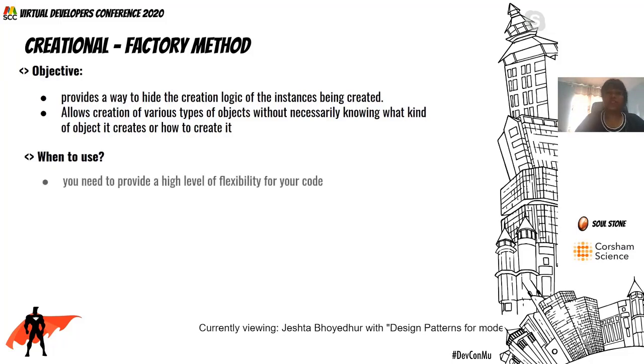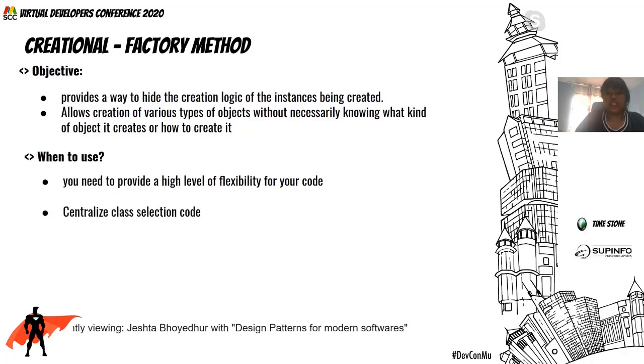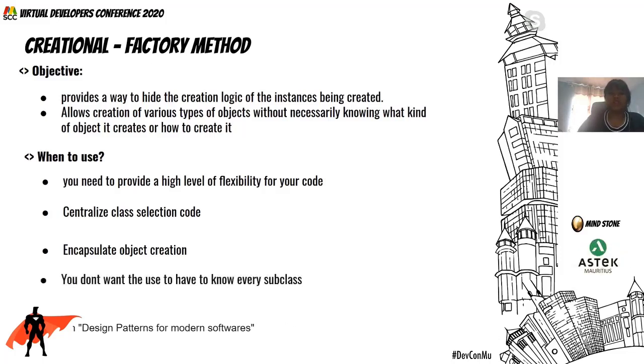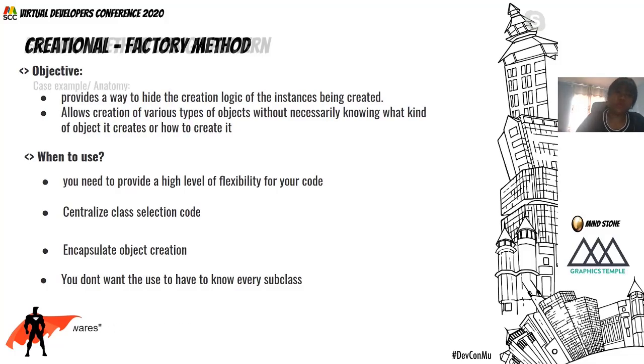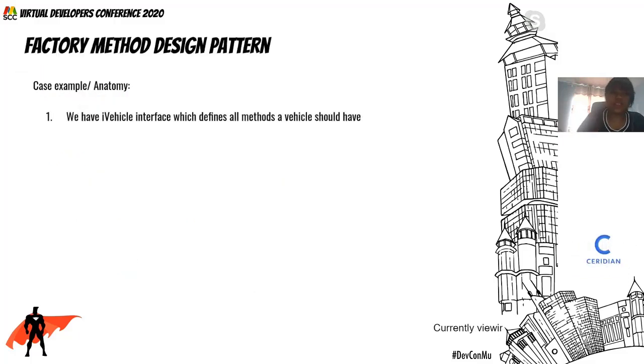When you need to provide a high level of flexibility in your code, when you need to centralize the class selection code, when you need to encapsulate object creation, or when you don't want the user to have to know every subclass. So we go directly to the case example.